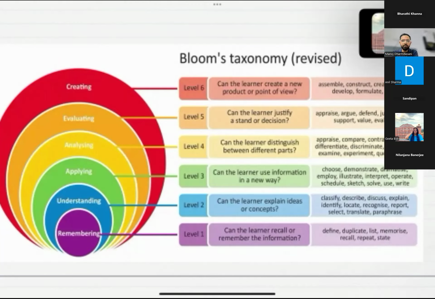So this affective domain includes these two categories, level 3 and level 4. Then we come to the psychomotor, or we can say the top level domain of the Bloom taxonomy. That is, can the learner justify a stand or decision, in which we ask them, do you support this statement, or do you agree with this statement that this is going to be like this? So we have to ask them these types of questions to check their ability to put their own judgmental skills, or we can say decision making, into their answer.